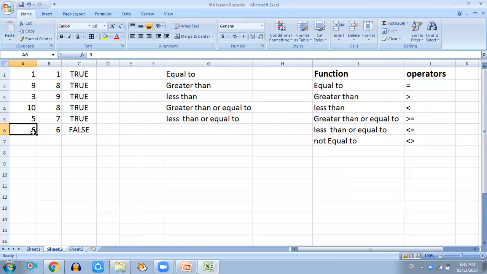So we have to change the value. Is 7 not equal to 6? Yes, it is true. So I hope you understood the comparison between all these formulas, and you understood equal to, greater than, less than, greater than or equal to, less than or equal to. So keep practicing this chart, and all the formulas and operators are given in your book on page number 66.